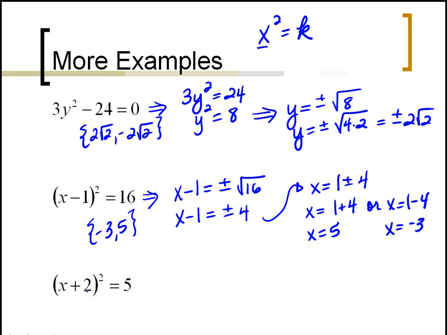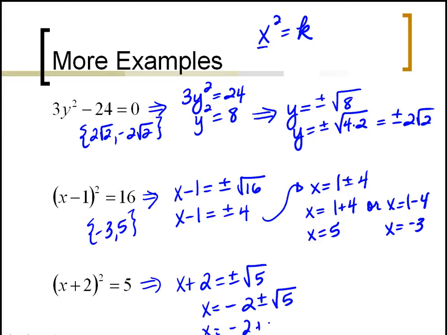Okay, if (x plus 2) squared is equal to 5, same thing. To eliminate the square, we apply the square root, so we get x plus 2 is equal to plus or minus the square root of 5. So now we have to subtract 2 to get x is equal to negative 2 plus or minus the square root of 5. So one solution is negative 2 plus the square root of 5. The other solution is negative 2 minus the square root of 5. Okay? And those are irrational.